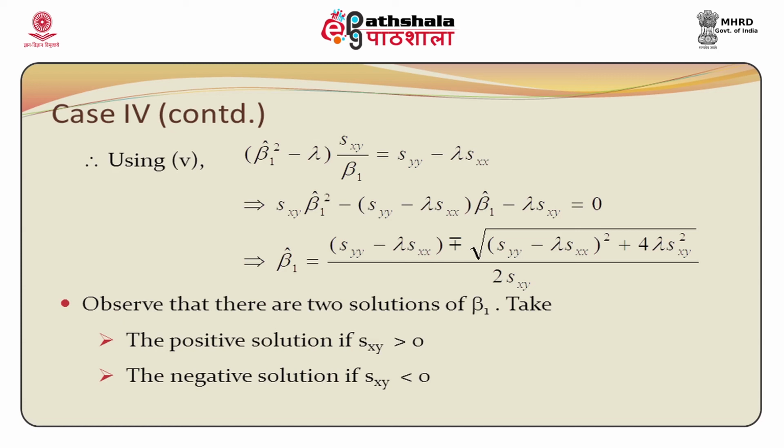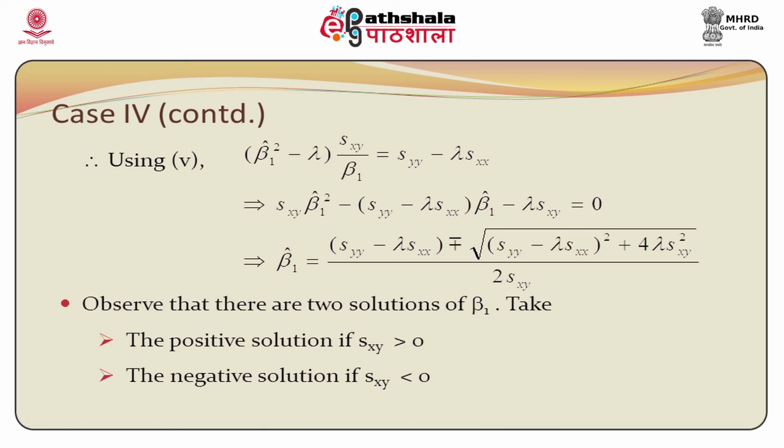Notice that in the numerator, just concentrate on the numerator. If you look at the term within the square root, it is (Syy minus lambda Sxx) whole thing square plus 4 times lambda, which is positive being the ratio of two variances, into Sxy square, which is again positive. So, we have the square term plus a positive term. And the first term is the square of the first term within the square root. So, the square root, because it has a positive term attached to it, would come out to be larger than the first term. So, one of the solutions should be negative, because when you subtract the larger term, it will give you a negative value, and the other term you are just adding, so it will be positive. So, one of the terms is going to be negative and the other is going to be positive.